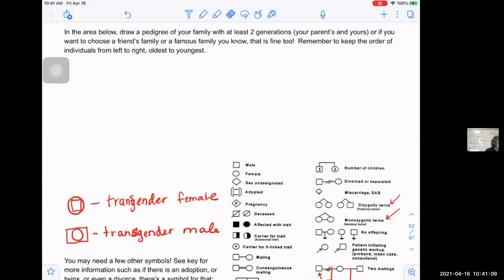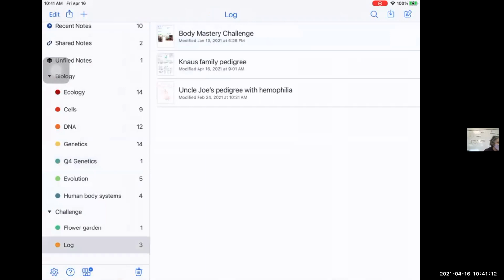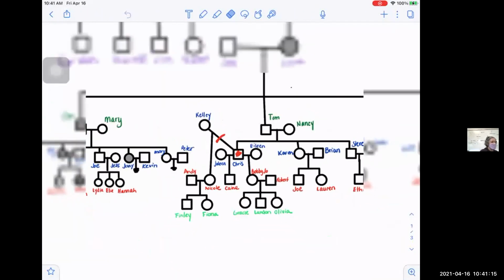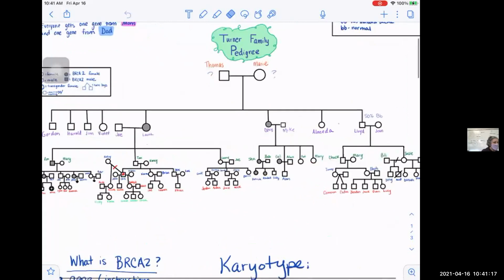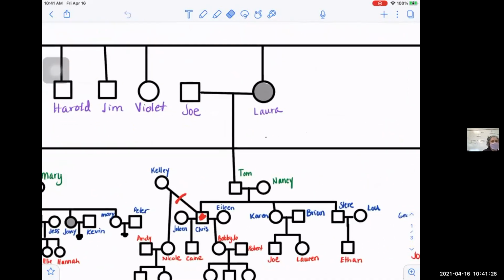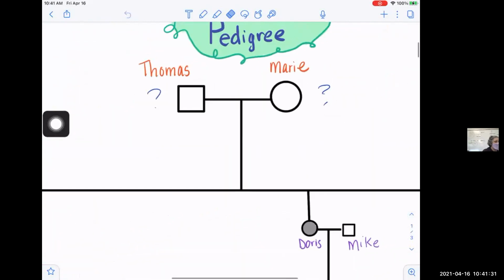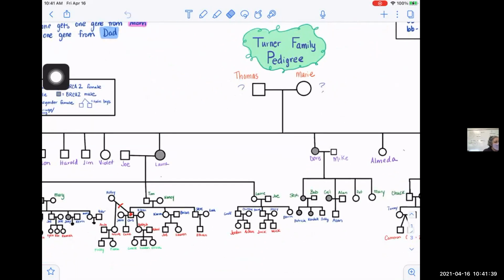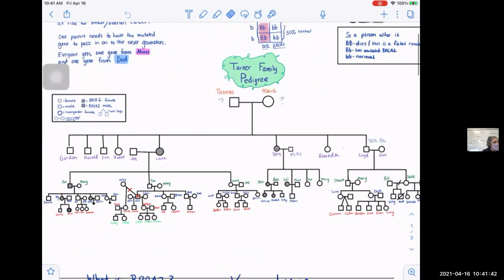Before we leave this, I just wanted to show you a pedigree of my family that I've been working on. Joe and Laura here are my grandparents, my grandpa and grandma. And these people up here, Thomas and Marie, are my great grandparents. I made this pedigree because I'm tracking a genetic disorder through my family that I found out I had in 2019.